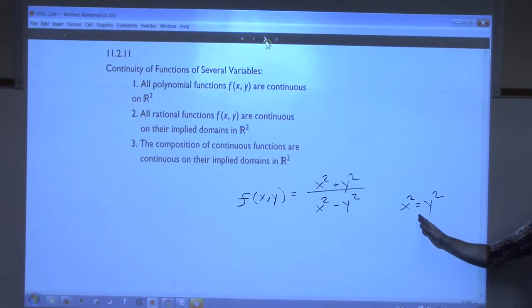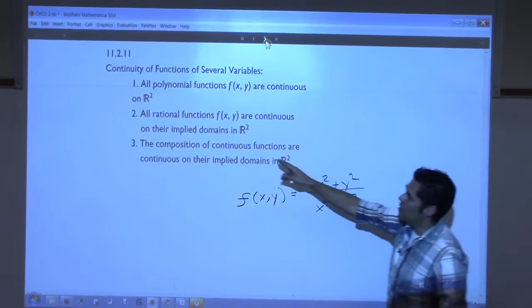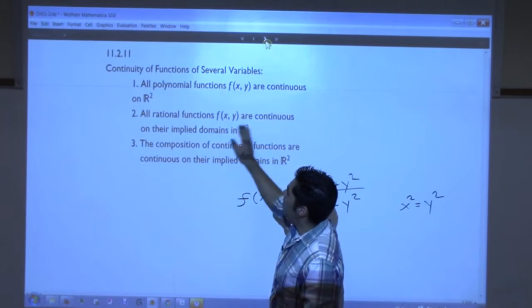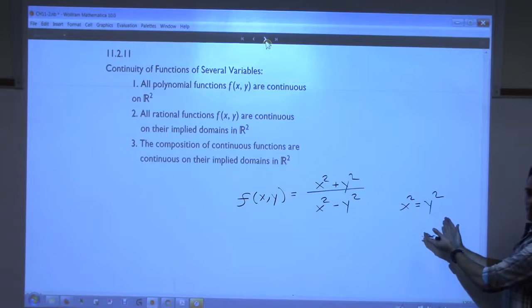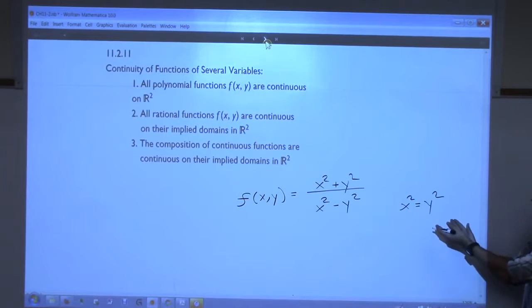But these numbers are not in the domain, right? And that's what this is saying. All rational functions are continuous on their implied domains. The implied domain of this is everything except the numbers that satisfy this.